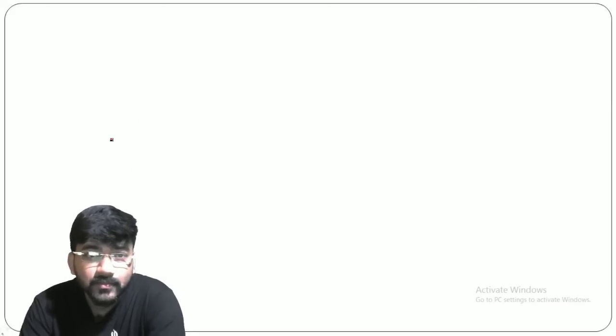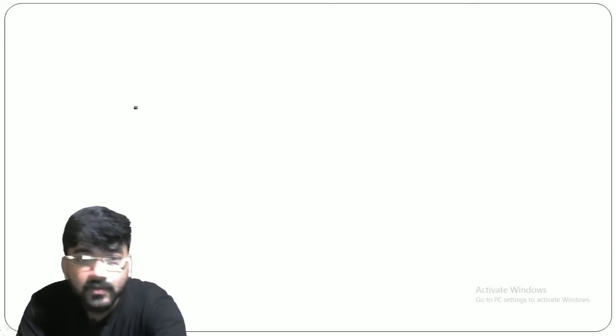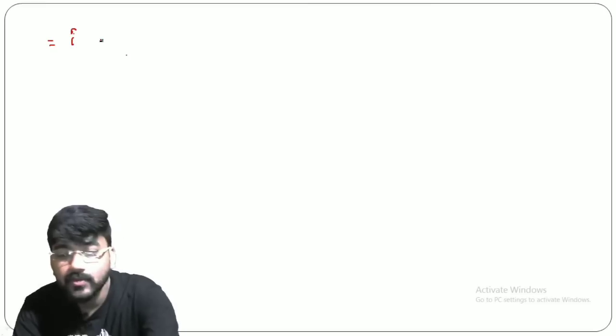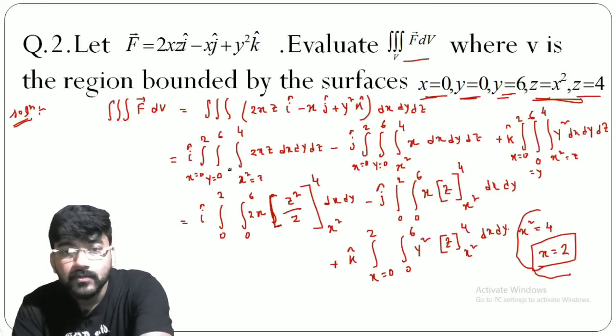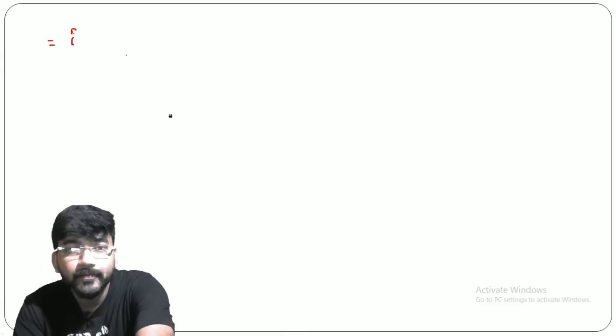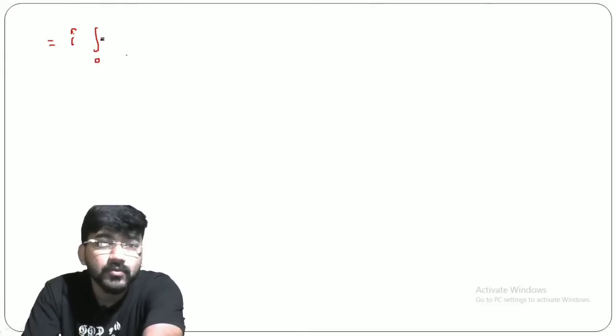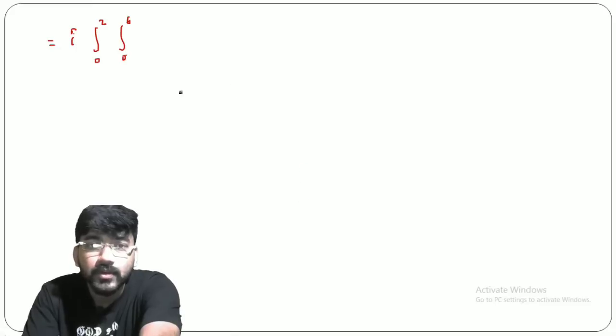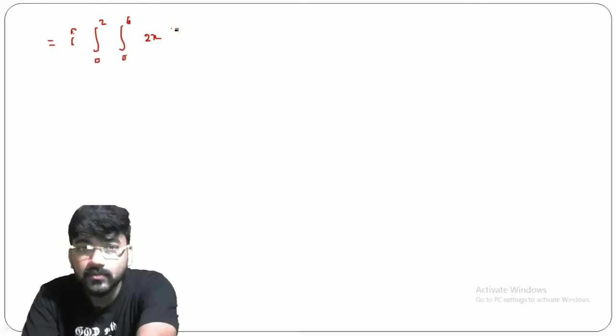So for the first term, what will you get? For the first term, it will be i cap, equal to i cap into the integral 0 to 2, and then 0 to 6. Okay, then 2x into x square by 2, that is x square by 2.